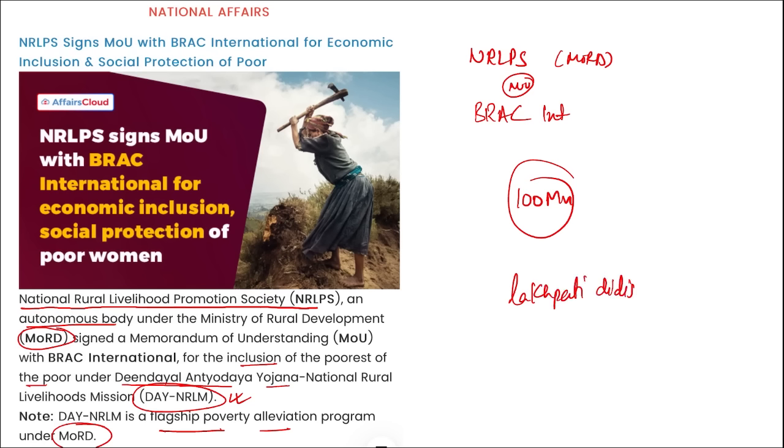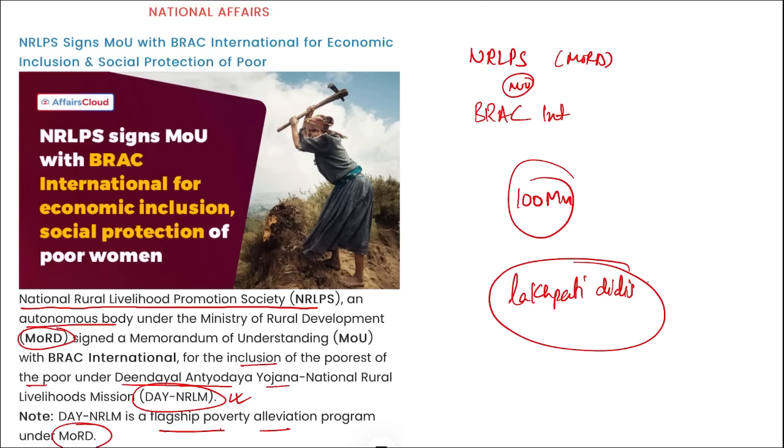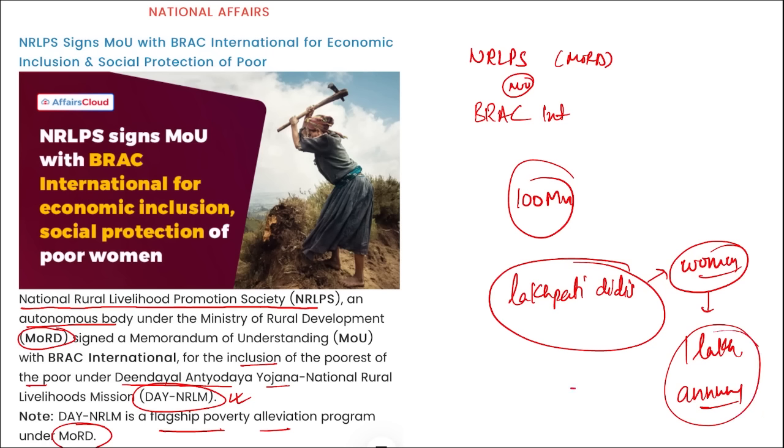Lakhpati Didis, right? Now what is this Lakhpati Didis? Under this Lakhpati Didis, remember, those women, be a part of self-help group or individual women, they will be targeted so that they can earn 1 lakh rupees per annum. Right, under this initiative, Lakhpati Didis is basically to help women earn an income of 1 lakh rupees per annum.